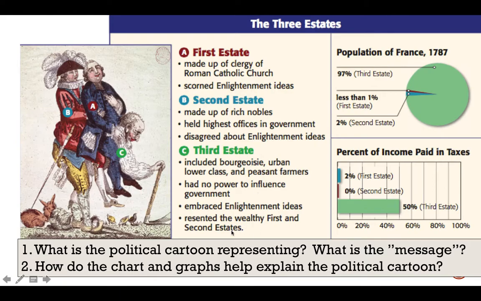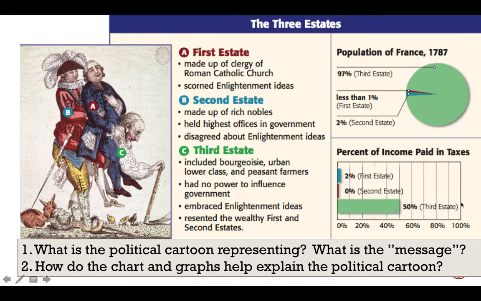If we look at this pie chart over here, this shows the population of France in 1787. This large green area makes up the 97%, which is the Third Estate. The First Estate is this red sliver right here, that's 1%, and the Second Estate is this 2% of people, which is in the blue.